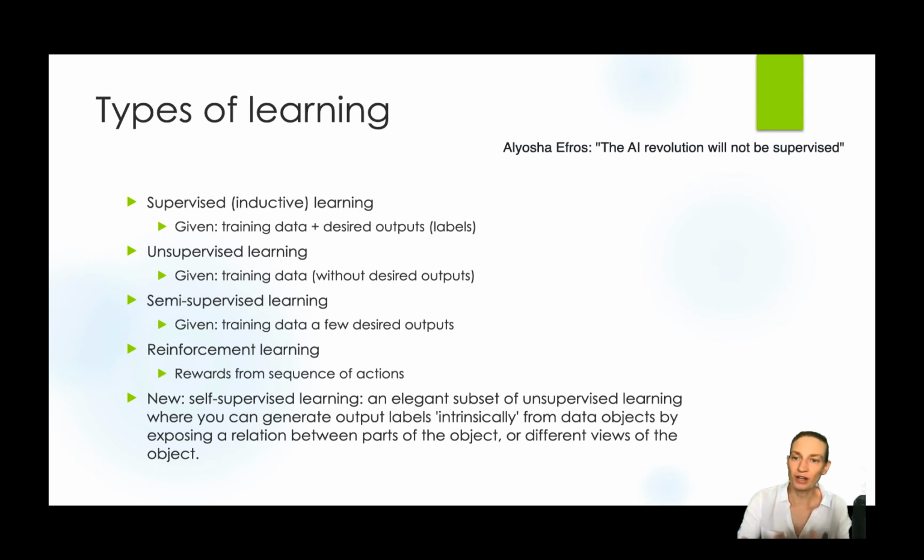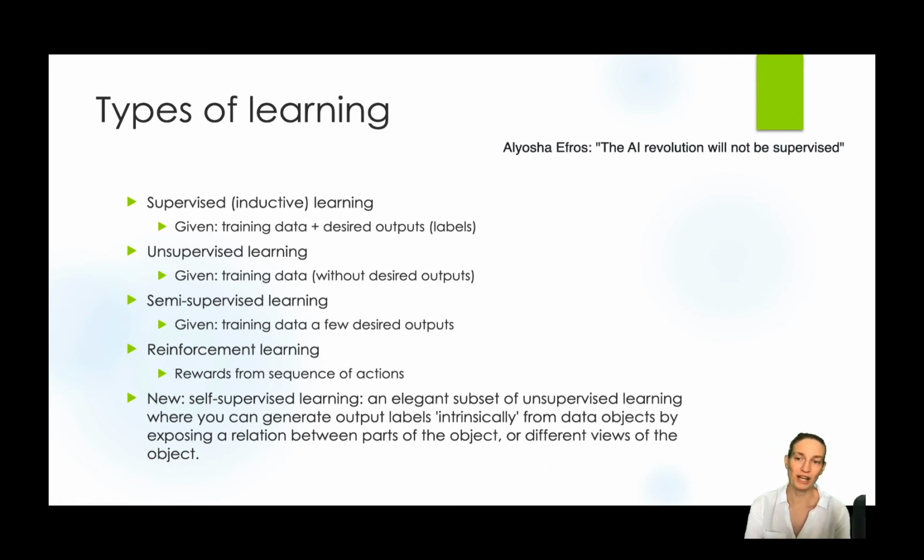We can also look at the types of learning. So traditionally, we have supervised learning or inductive learning. So you get training data and you have your labels and you learn to predict the label for unseen data. You have cat and dog images together with a label that says cat or dog. You input it in the machine, in the model, and you get a prediction.